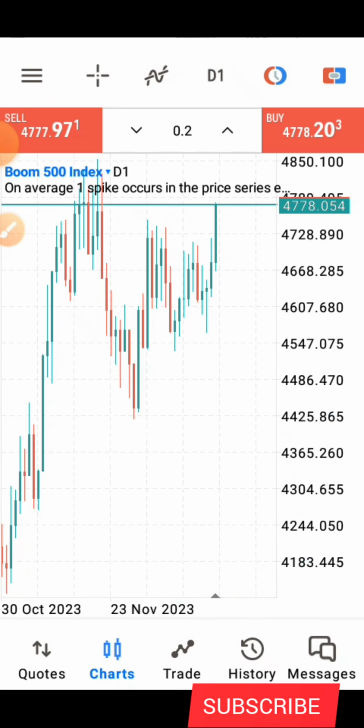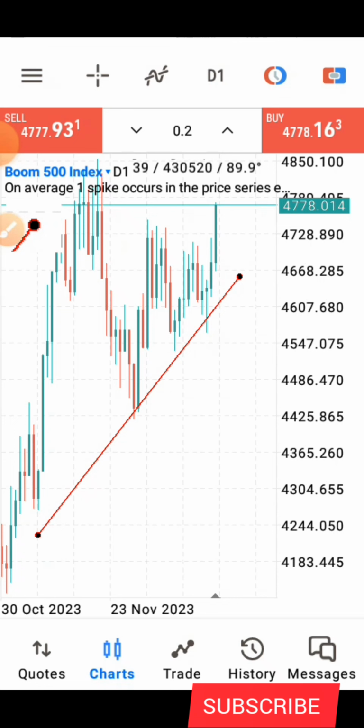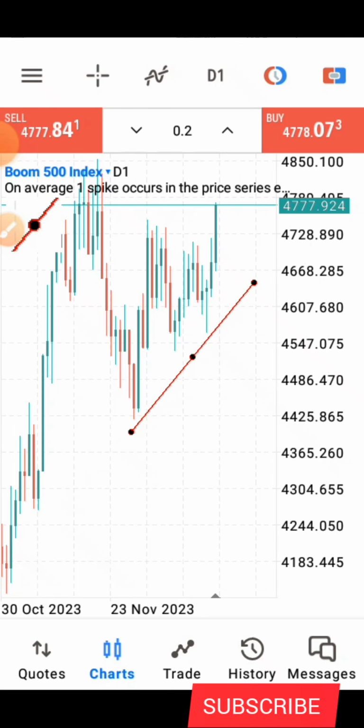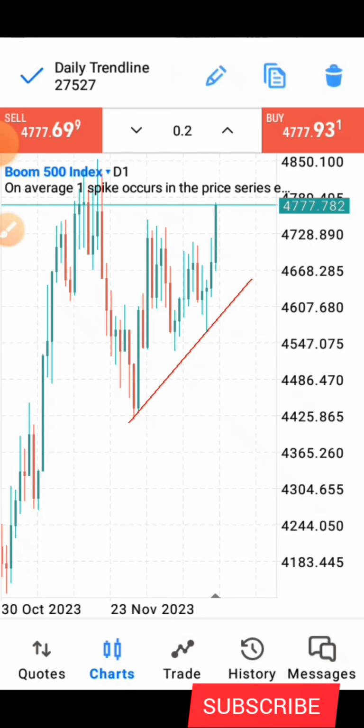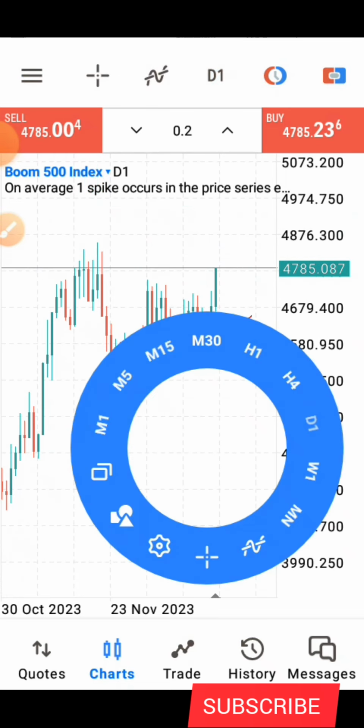First things first, I will try to identify the trend, right? So as you can see here, we are in an uptrend currently. So knowing that we are in an uptrend, what I'm gonna do is to look for buying trades only, right? So here I will identify this.